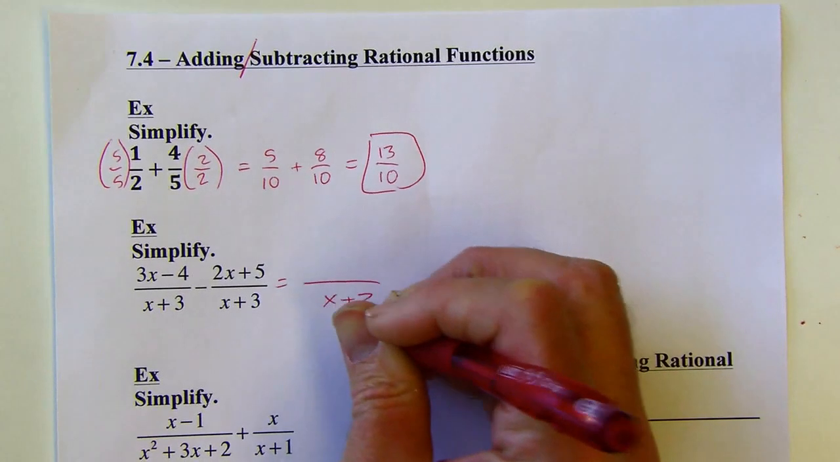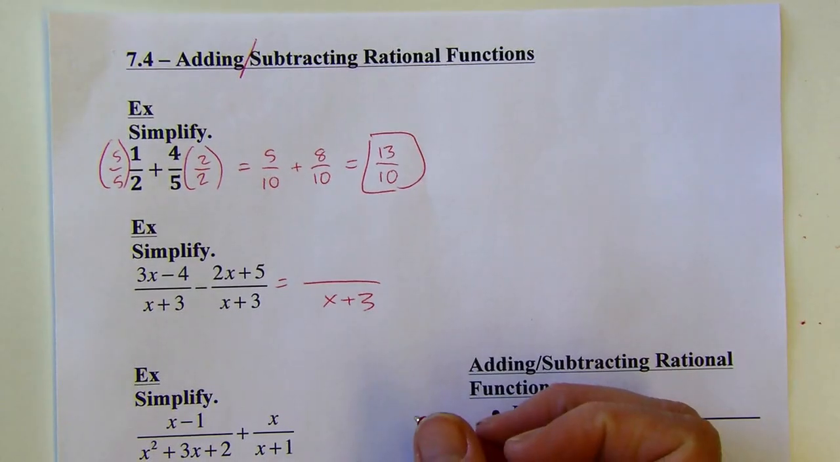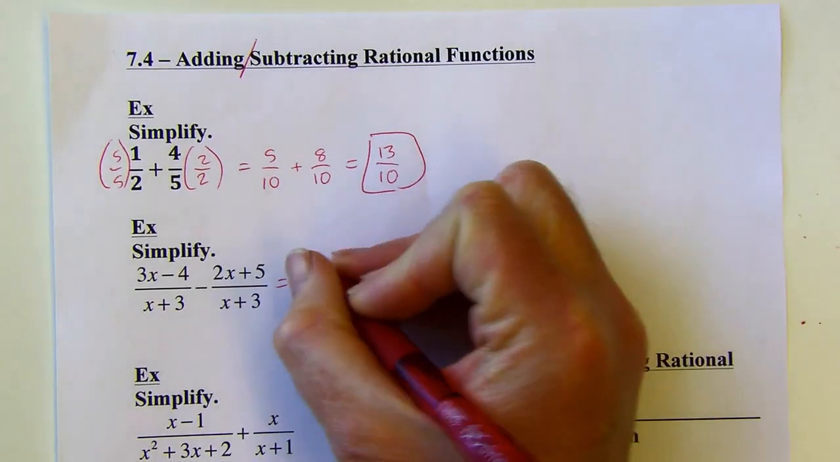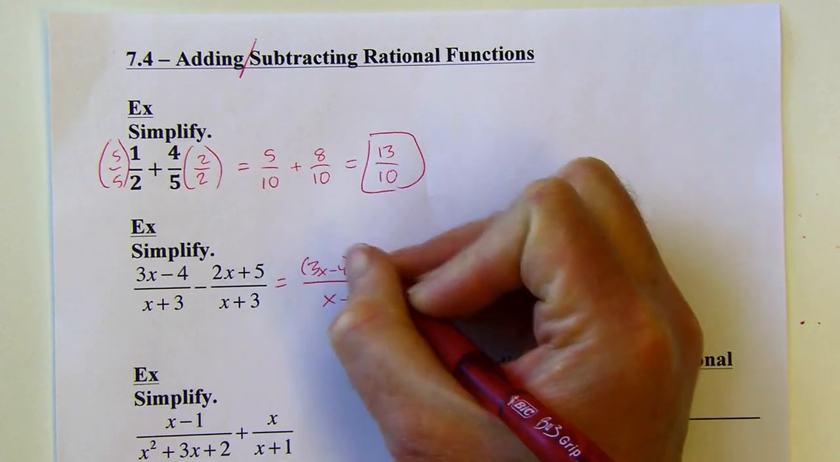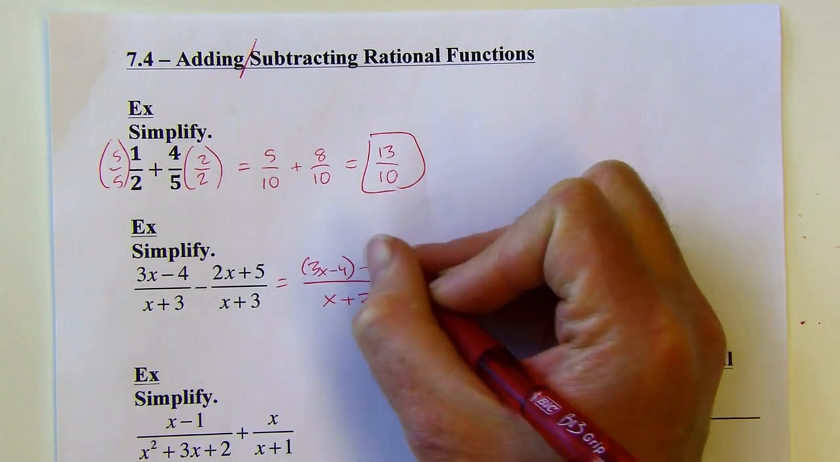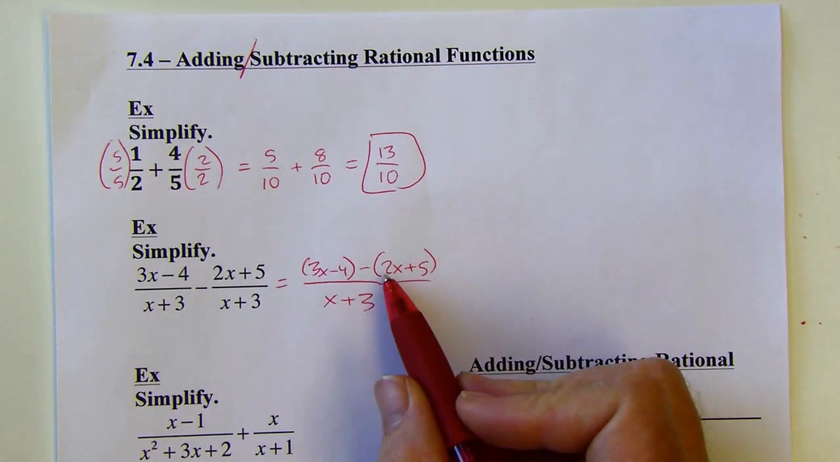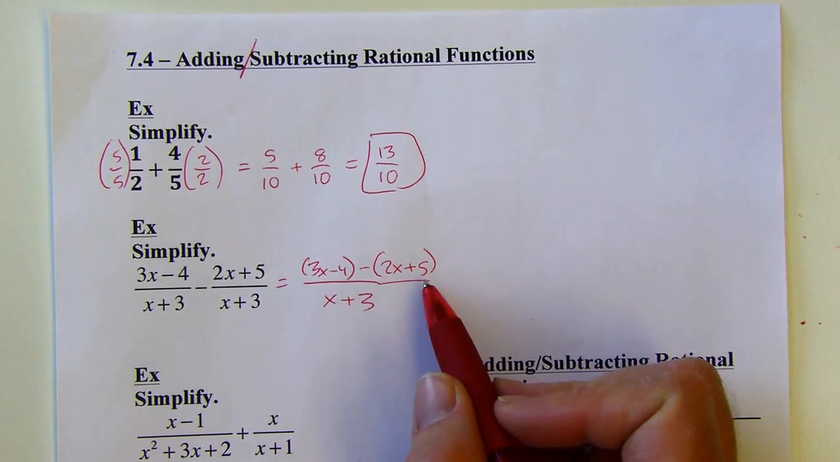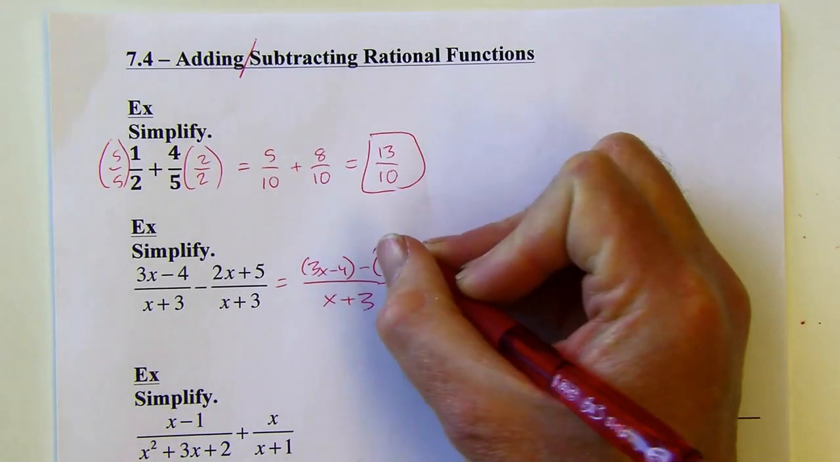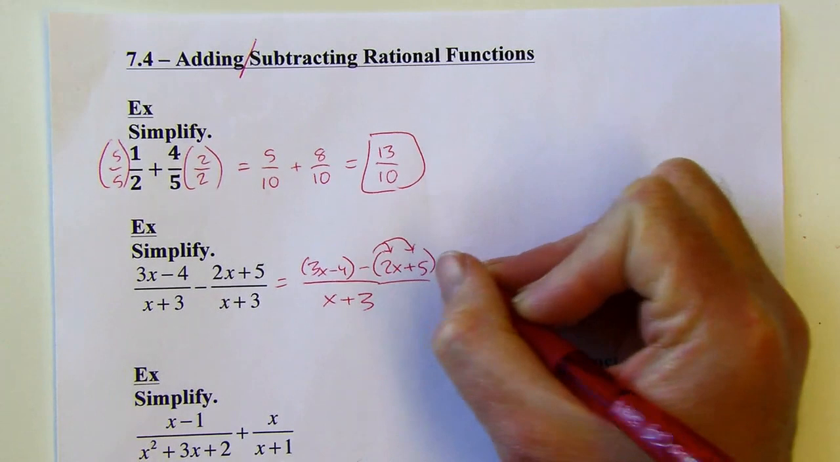So I just leave that the same, and I'm going to subtract the numerators. Be careful when you do this. Even though this is a simple problem, there's an easy mistake to make, and that is to only subtract the 2x. So if you write this without parentheses, it's not the same thing, because we've got to distribute that negative symbol.